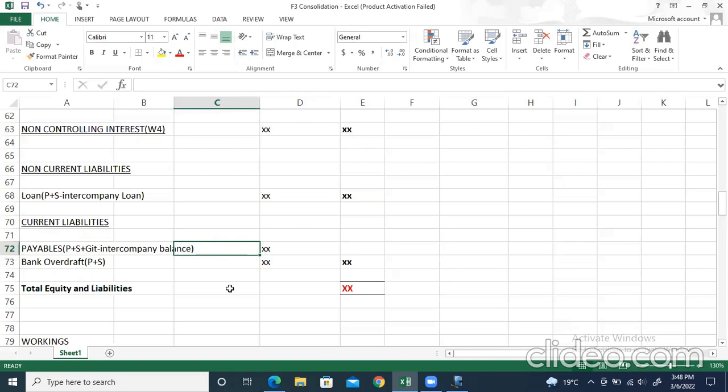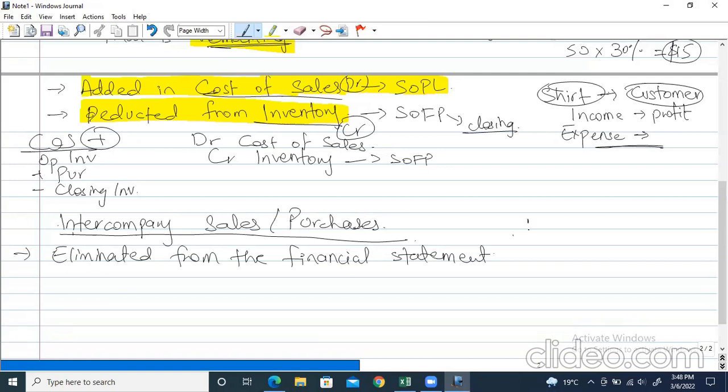So the double entry basically will be debit payables, credit receivables. We have to eliminate it, right? Let me write the double entry as well. So what we do is debit payables, we are reducing the payables, and credit receivables.